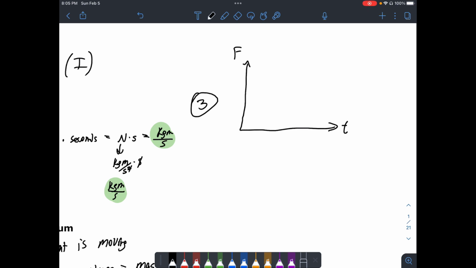Now let's just say that I'm using a constant force of like 10 newtons, let's say. All right, and I'm going to move this down a little bit. And I'm going to apply this for any amount of time. Let's just call it 5 seconds. Okay.